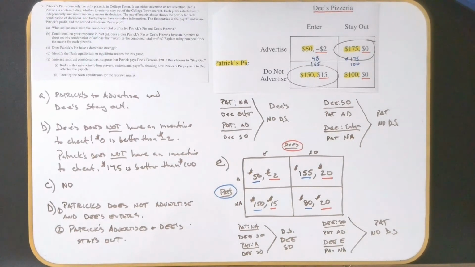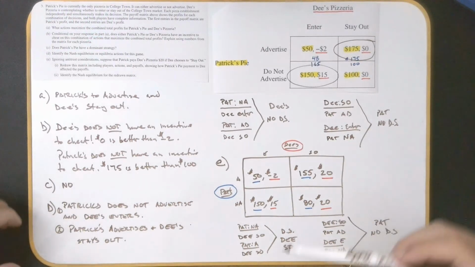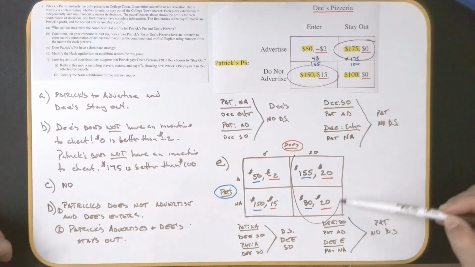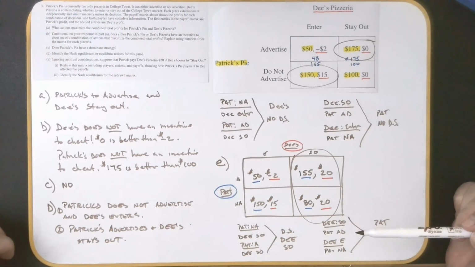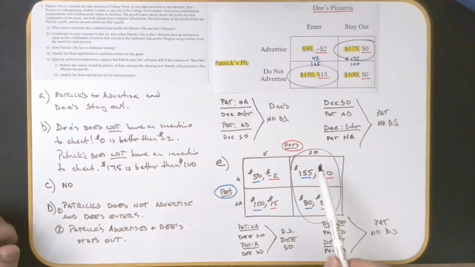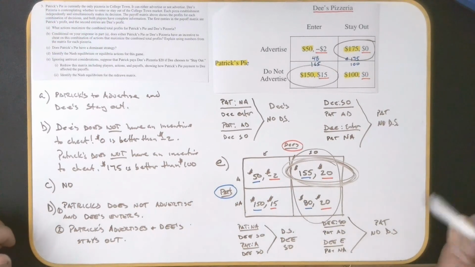So what's going to happen then? Well, we're going to use the dominant strategy here for D. He's not going to advertise, or sorry, D is going to stay out. So we're here. Okay, dominant strategy, and then we just say, well, what's better for Patrick? Well, clearly 150 is better than 80, so it's going to be this one. Okay, so there is our Nash equilibrium.